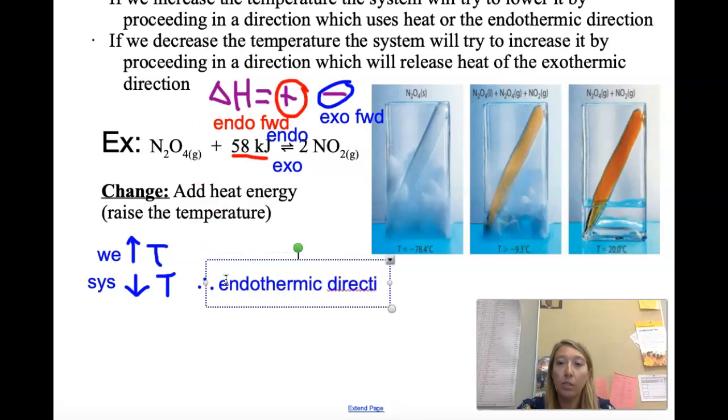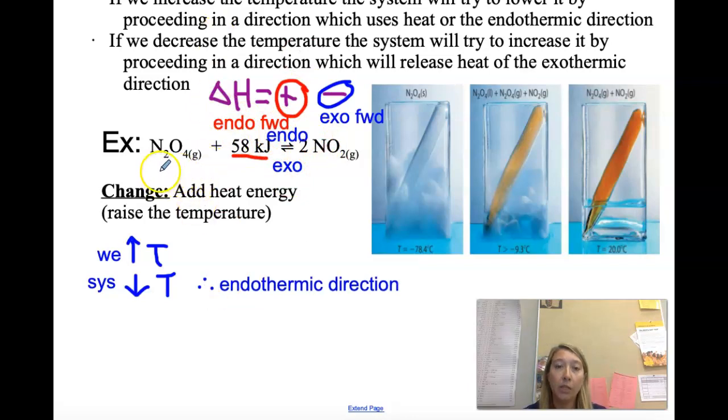So now we know what the system wants to do. We know the system wants to go in the endothermic direction. Well, we've already decided that the endothermic direction was the forward direction. So we know that in this particular case, this reaction is going to shift to the right as a response to us having increased the temperature.